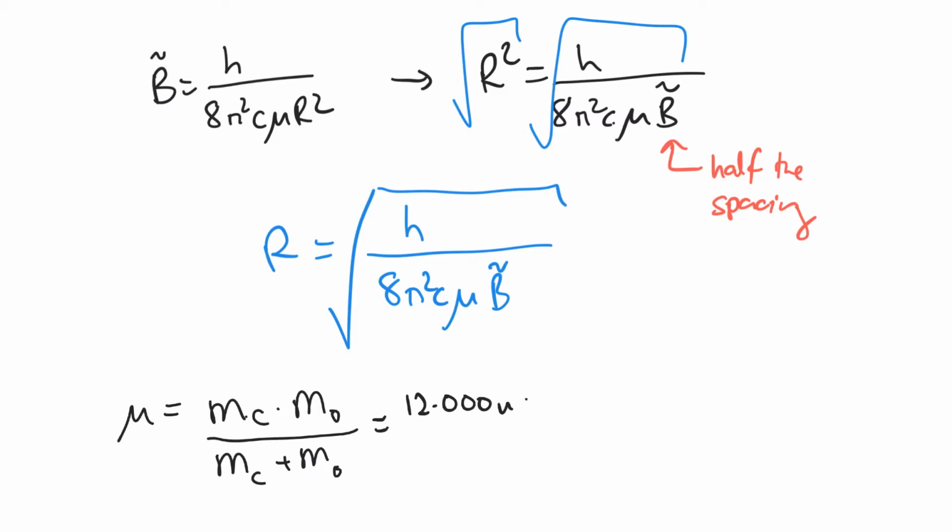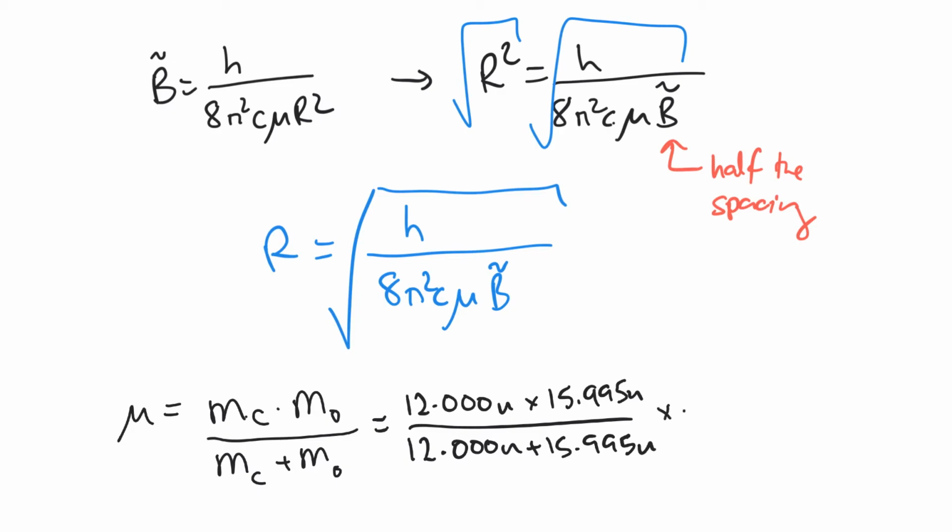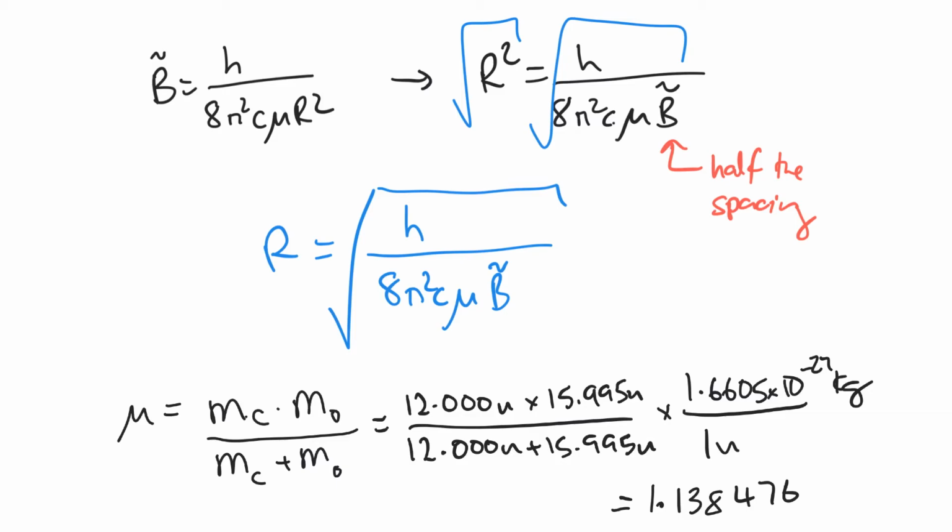It's easy to look these up in atomic mass units and convert. So you've got 12 times 15.995 divided by 12 plus 15.995 atomic mass units. And we'll need things in SI units, so we need to get rid of the atomic mass unit. We know that one atomic mass unit is 1.6605 times 10 to the minus 27 of a kilogram. That gives us a reduced mass, if I did my math right, of 1.138476, which is probably too many significant figures, times 10 to the minus 26 of a kilogram.